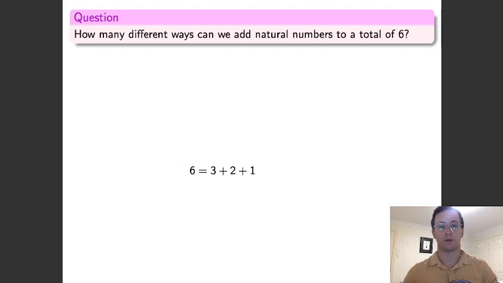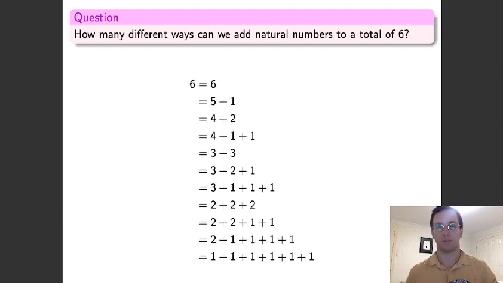Obviously, I've written here 3 plus 2 plus 1 equals 6. However, there are in fact 11 different ways to achieve this result. Okay, so the answer to our question is 11. And we could also phrase the same question by instead saying, what is the partition number of 6? That is to say, how many different ways can we partition 6?